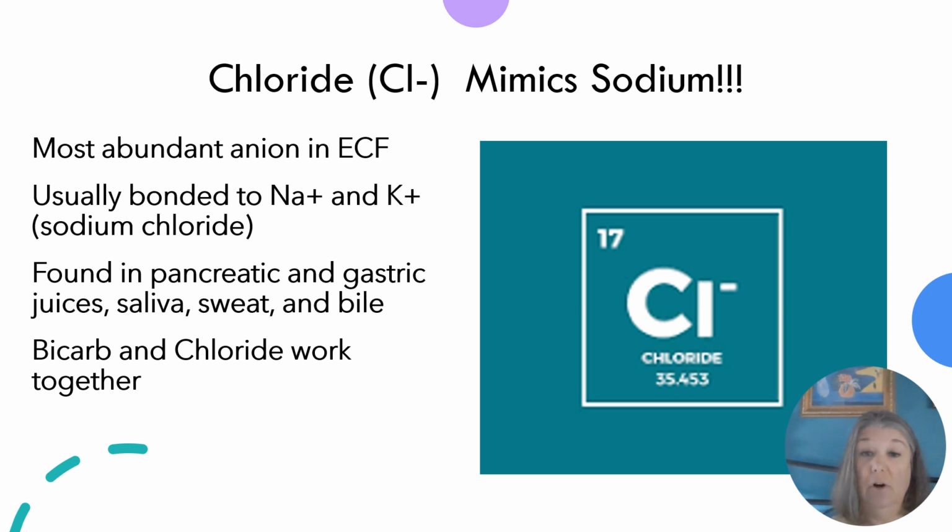All right. So chloride is the most abundant anion in the ECF. It's usually bound with other ions, especially sodium or potassium. So, right, we have sodium chloride, potassium chloride, right? It's usually hanging out with somebody. Chloride is found in pancreatic and gastric juices. It's also in saliva, sweat, and bile.